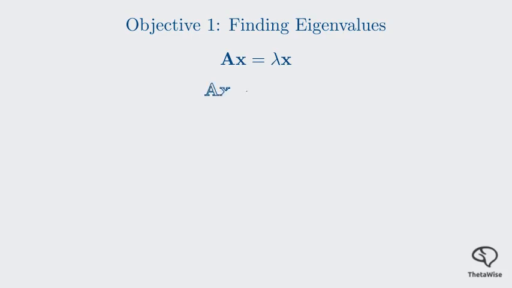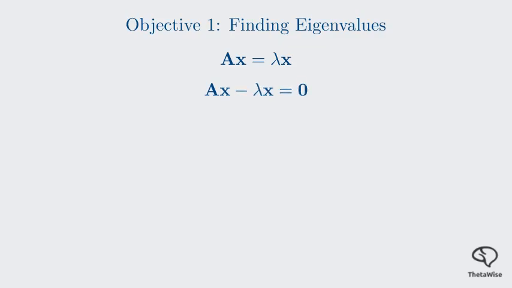We will now focus on our first objective, finding eigenvalues. Let's start with our defining equation. Ax equals lambda x. Our goal is to solve for the scalar lambda. To do this, we first need to rearrange the equation. Subtract lambda x from both sides to set the equation to 0.